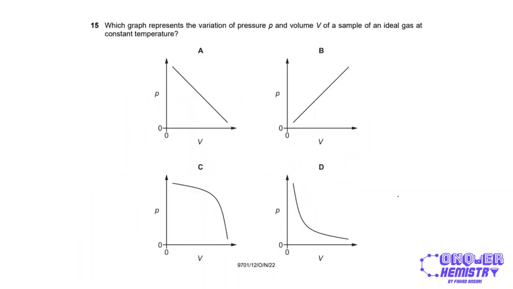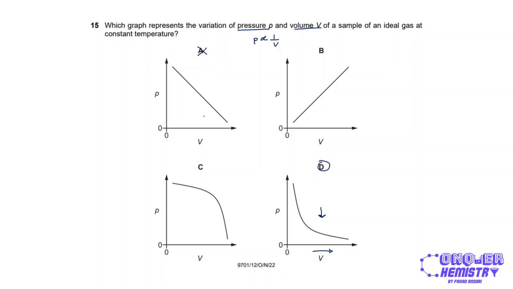Now this question over here, this is a gimme, right? This is one of those rare, easy questions that even an IGCSE student can answer, right? Which graph represents the variation of pressure P and volume V of a sample of an ideal gas at constant temperature? So you guys are all aware of Boyle's law, that pressure is inversely proportional to volume. So this curve over here is going to be correct. As you increase the volume, the pressure is going to decrease, and it's going to be in the form of a curve, not a straight line.